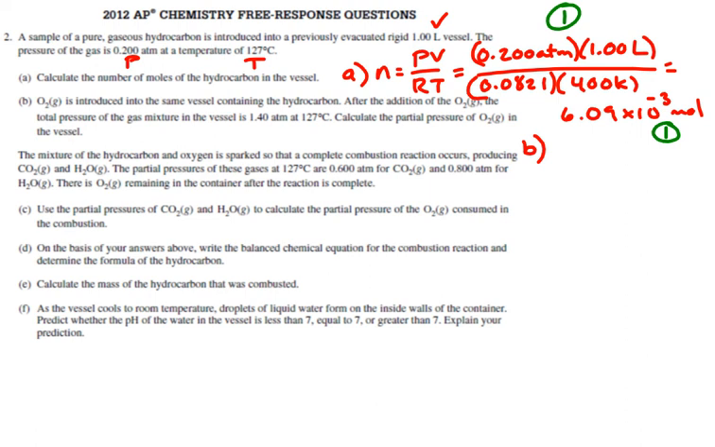After the addition of O2, the total pressure of the gas mixture in the vessel is 1.4 atm. And then they say a temperature. Don't freak out about that. They're just establishing it's the same condition. They do that all the time. Calculate the partial pressure of O2 in the vessel.